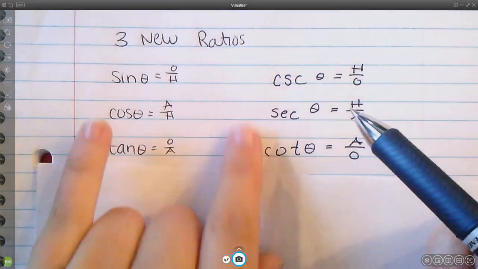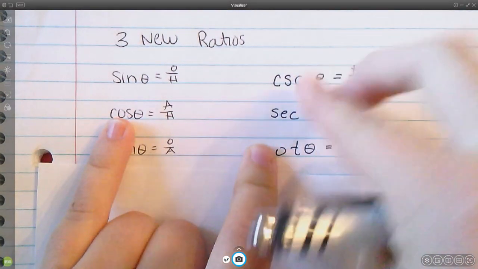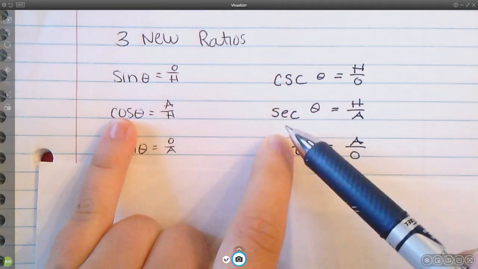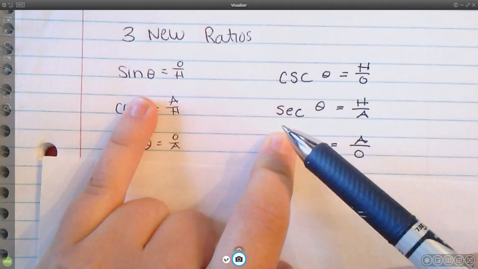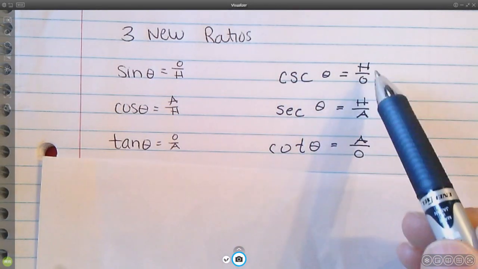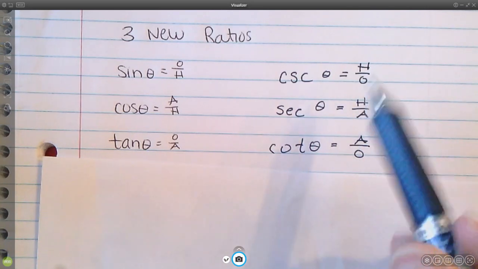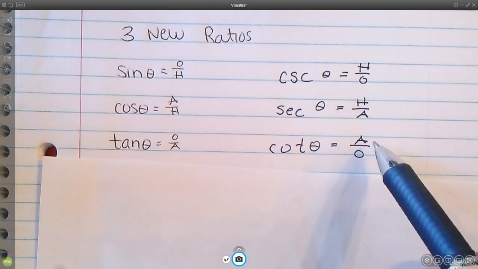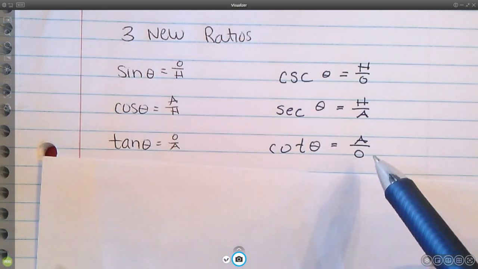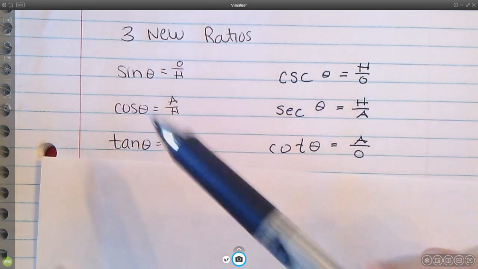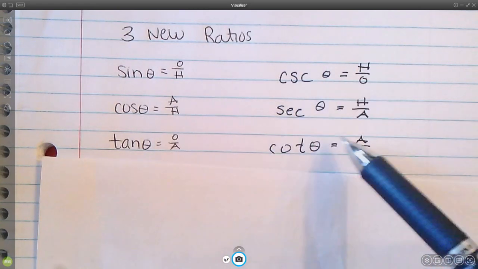A huge mistake that kids will make is they will flip these two, because you would think that sine goes with secant since they both start with S's, but it's the opposite of what you would think. So cosecant is hypotenuse over opposite, secant is hypotenuse over adjacent, and cotangent is adjacent over opposite. Make sure you have at least these three written down. I would write down all six, but make sure you have at least these three.